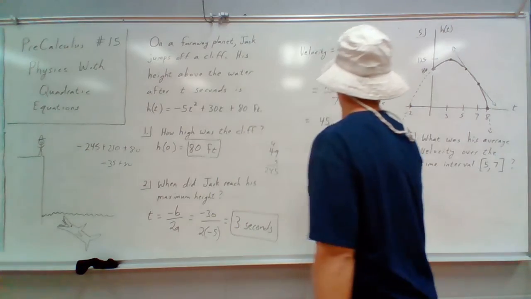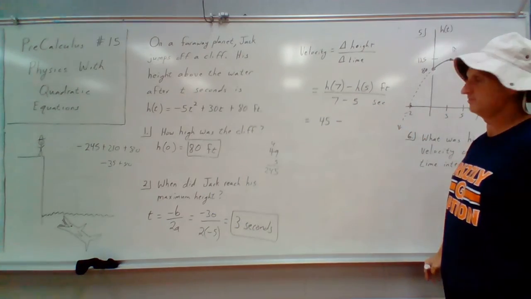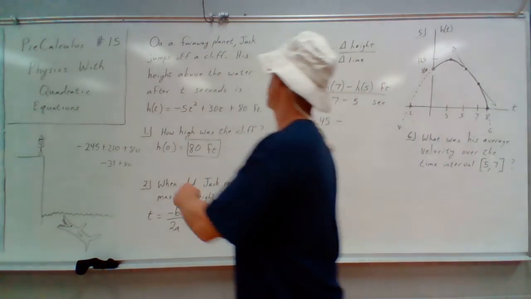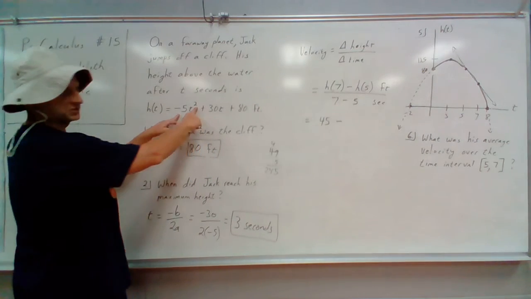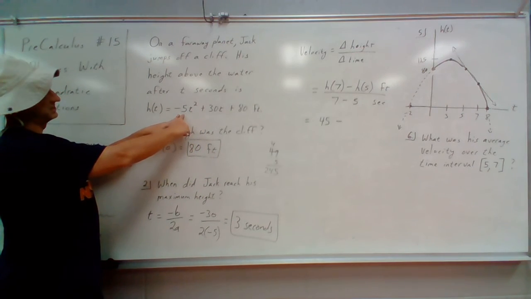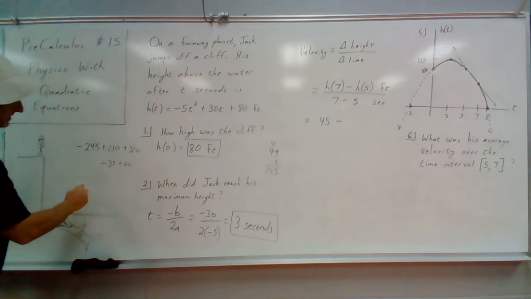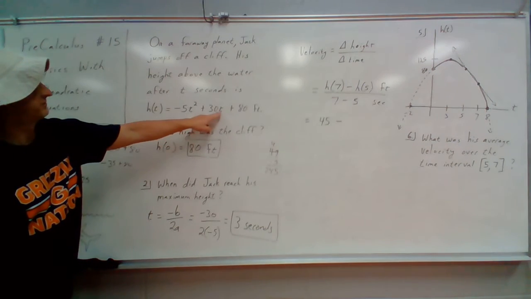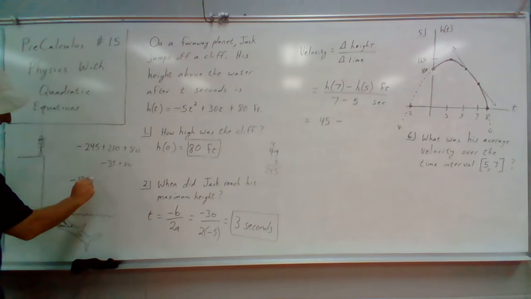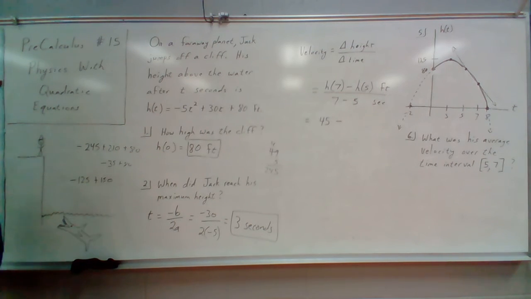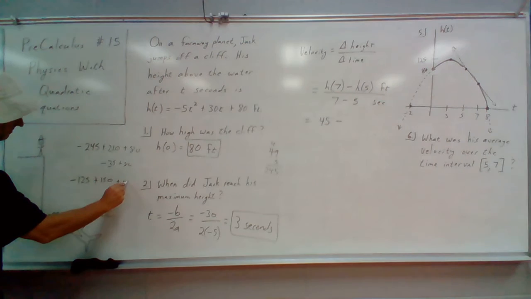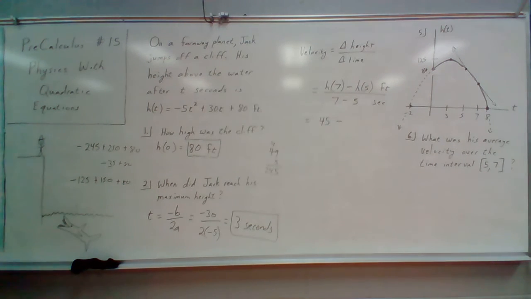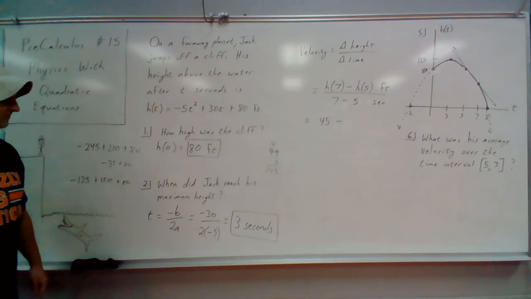All right, minus h of 5. So let's plug 5 into this equation. 5 squared is 25. 25 times 5 is 125. So negative 125. Plug 5 in here. 30 times 5 is 150. Plus 80. 150 minus 125 is 25. 25 plus 80 is 105.